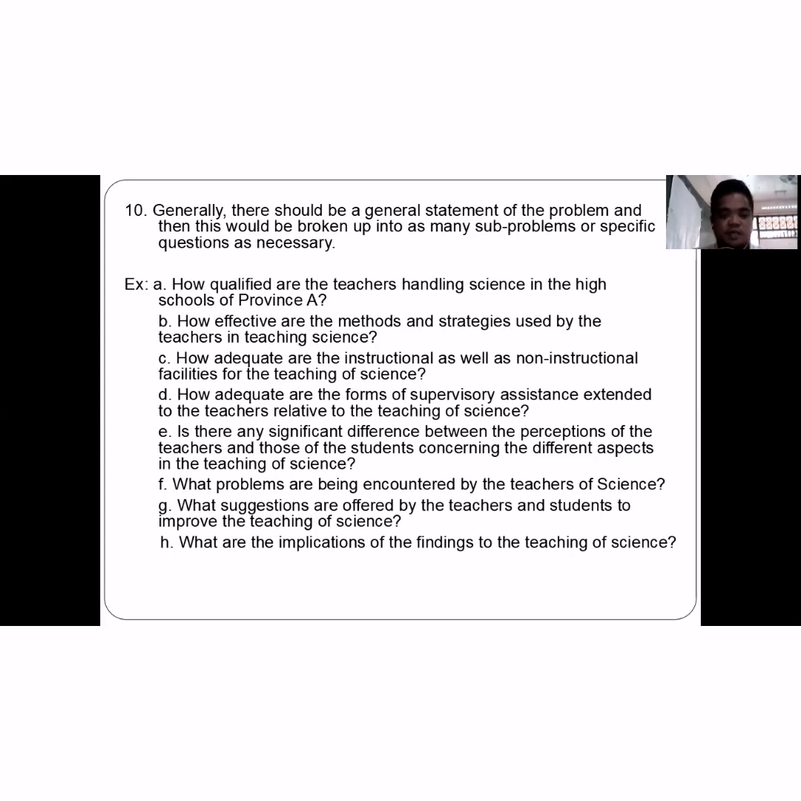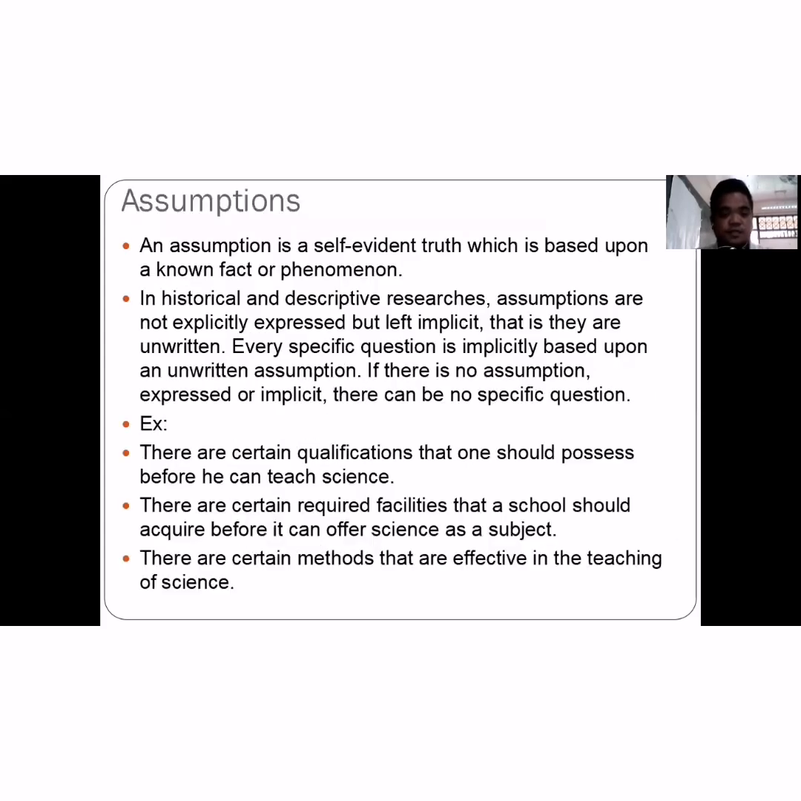Is there any significant difference between the perceptions of the teachers and those of the students concerning the different aspects in the teaching of science? What problems are being encountered by the teachers of science? What suggestions are offered by the teachers and students to improve the teaching of science? And what are the implications of the findings to the teaching of science?